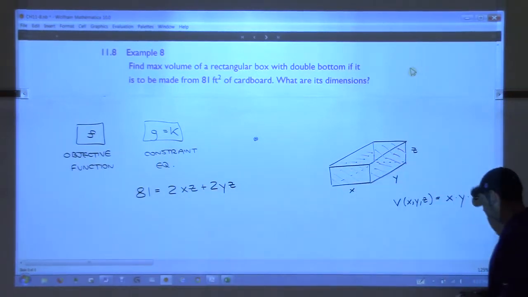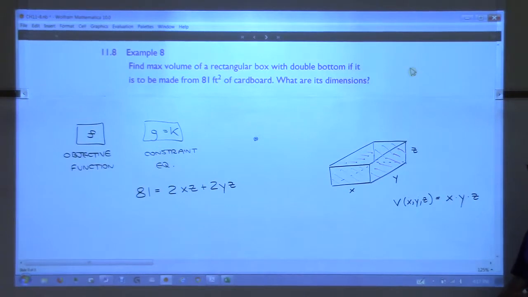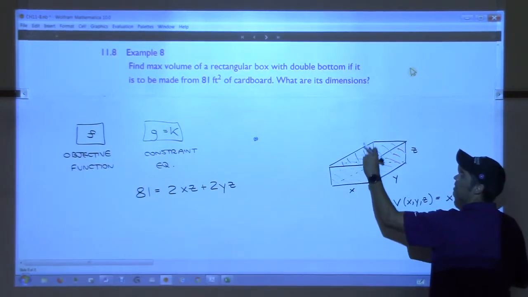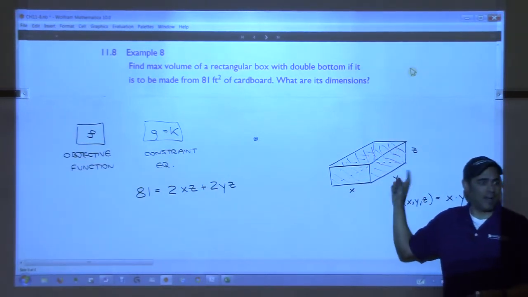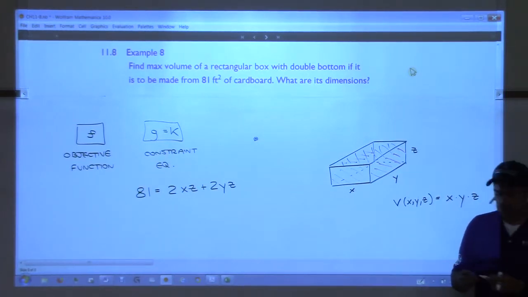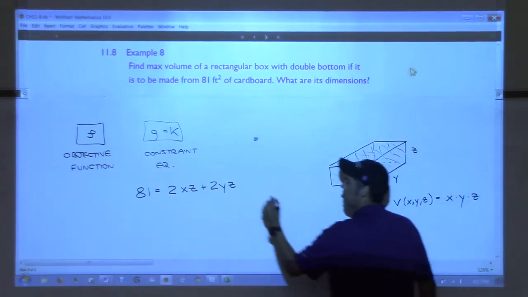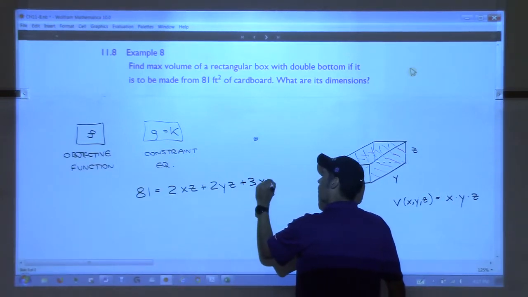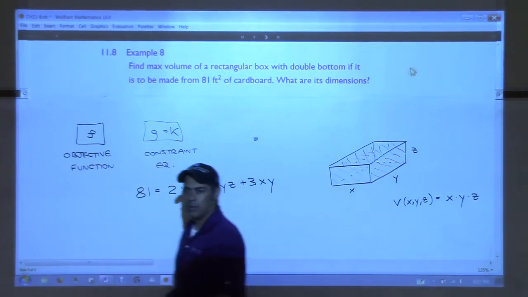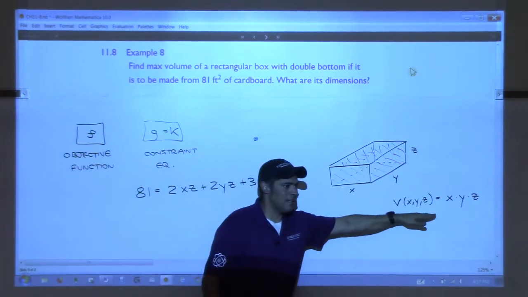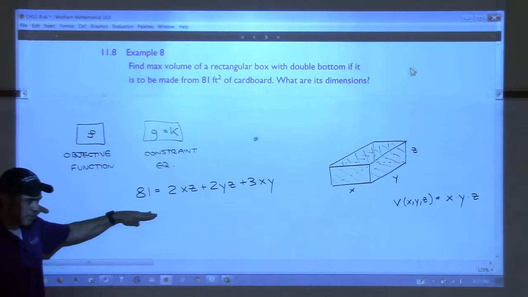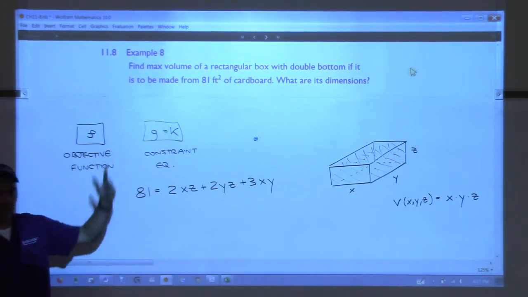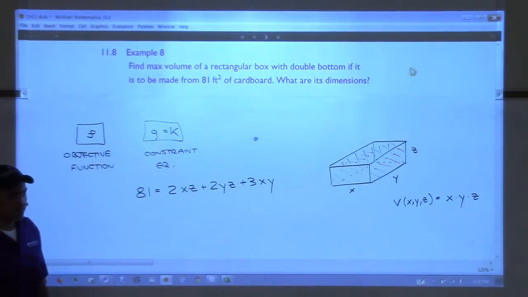Okay, what are we missing? The top and the double bottom, right? So the top here would be, what would that top one be? X times y, but then on the bottom I have another xy, but twice. So how many xy's do I have? Three of them. There you go. So look, make this the biggest it can be, but you must stick to this equation. So there's your constraint, there's your objective function, and then you go to town with it. Make sense?